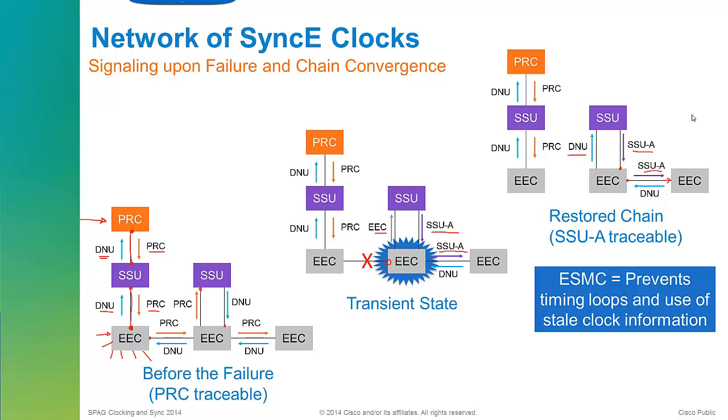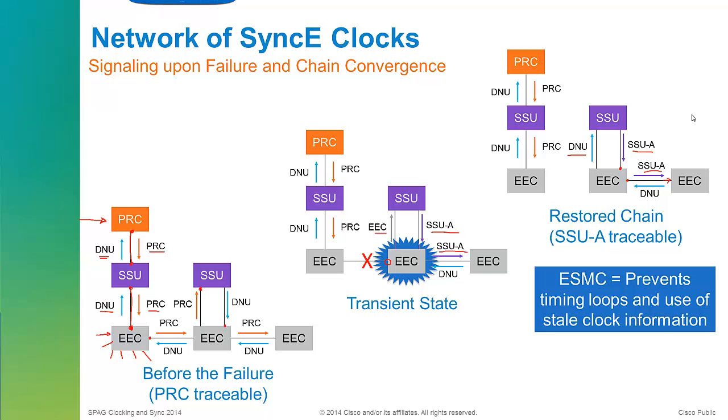And so, as we said, the reason behind all this, you can see how it works, is to prevent timing loops. And you can imagine this in a ring. You could get timing loops, and also stale clock information, like where you've been told you're connected to a PRC and someone forgot to change the batteries, or disconnected the device a week ago and the network is unsynchronized.